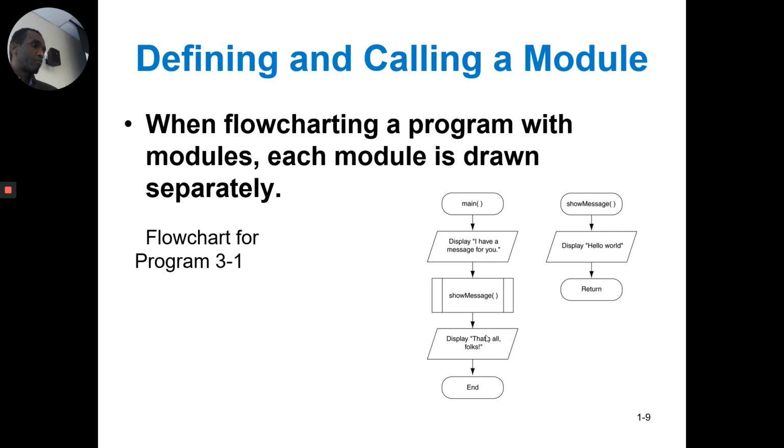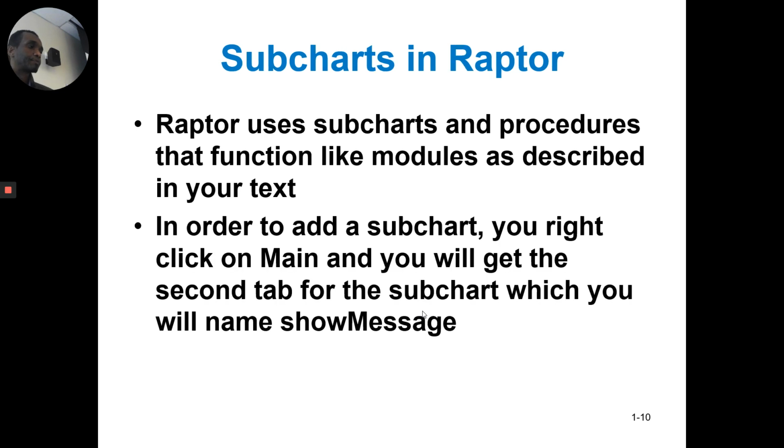Defining and calling a function, this is in a Raptor flowchart. So when you're flowcharting a program with modules, each module is drawn separately. This is a module, and here it's like a show message, and all it has is display hello world, right? Now when you call the show message here, every message that was in here will be displayed inside part of this main program.